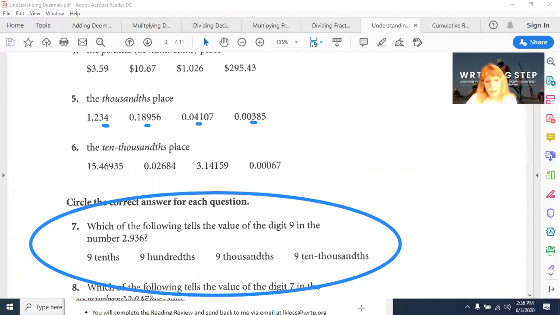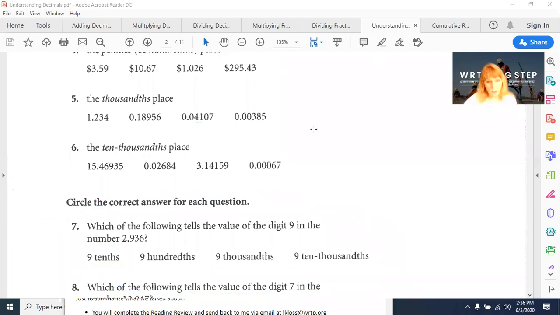Which of the following tells the value of the digit 9 in the number 2.936? So they want to know what is the value of it. So the 9 is in which place value? It's in the tenths place. So we would circle 9 tenths. Okay.